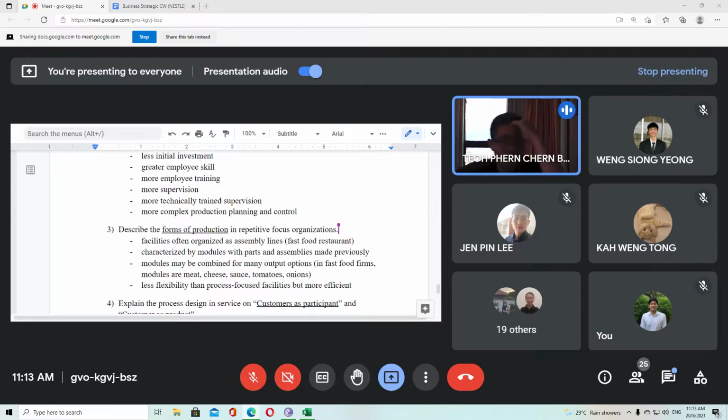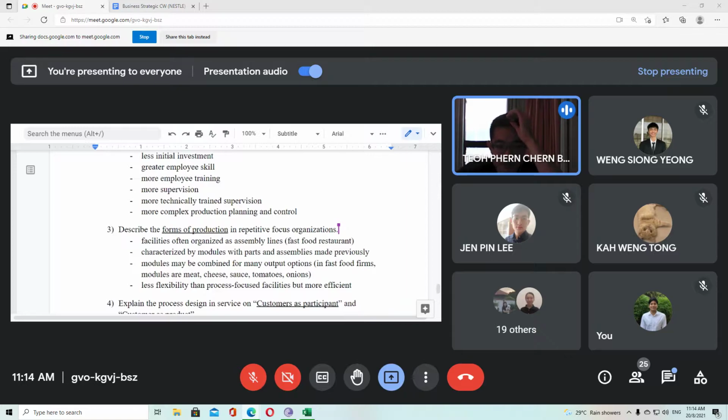Okay. So if you look at the slides, you can see that in terms of efficiency, which one is cheaper? Product focus is the cheapest. Repetitive next, and then process focus is the most non-efficient, because the things you do are very, very different. But when we talk about flexibility, the types of products that you can produce, different products, process focus is the most flexible, then repetitive is second, and then product focus is the least flexible.